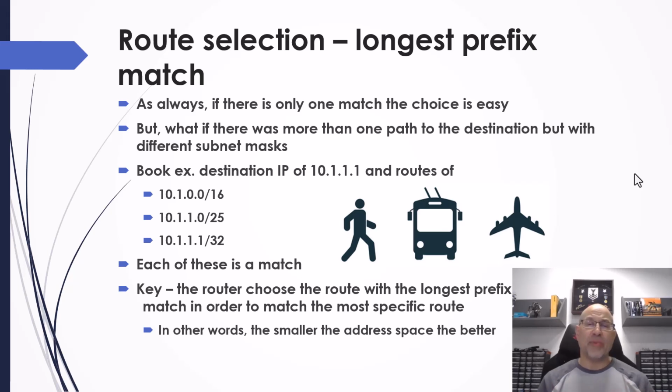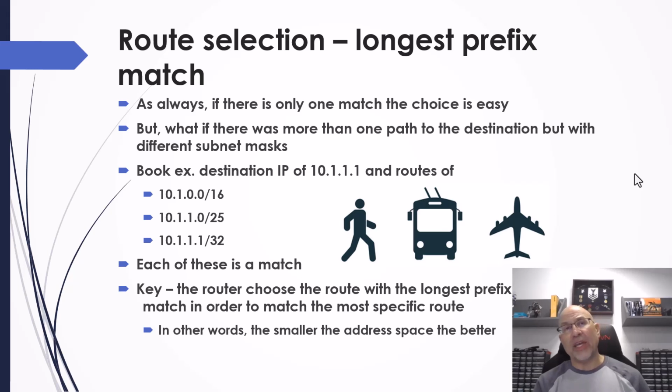Now the reason I've got a picture of a person and a bus and a plane, the analogy that I like to make for this is that if you have a really long prefix match, you're closer to the destination. So let's do the opposite. In the book example, we've got a destination network of 10.1.0.0/16. That's a big network.